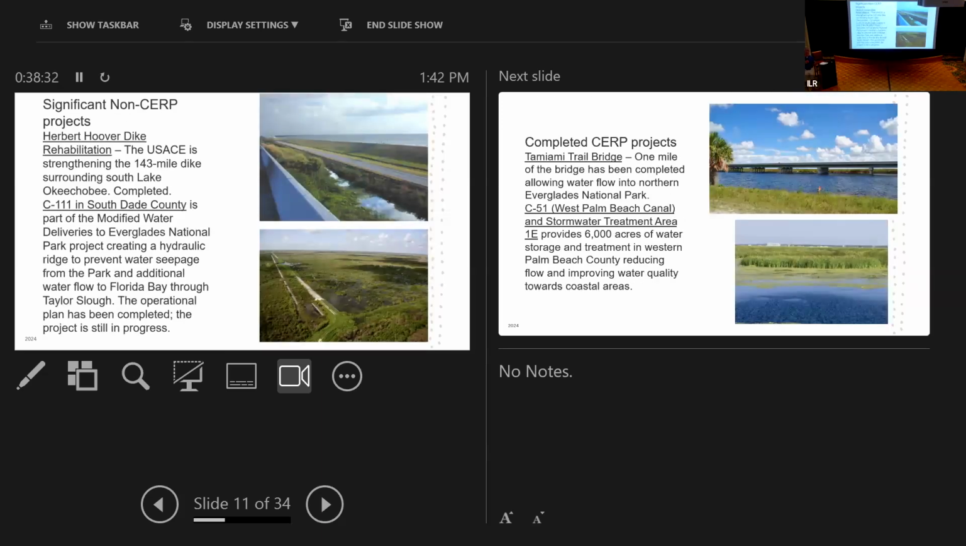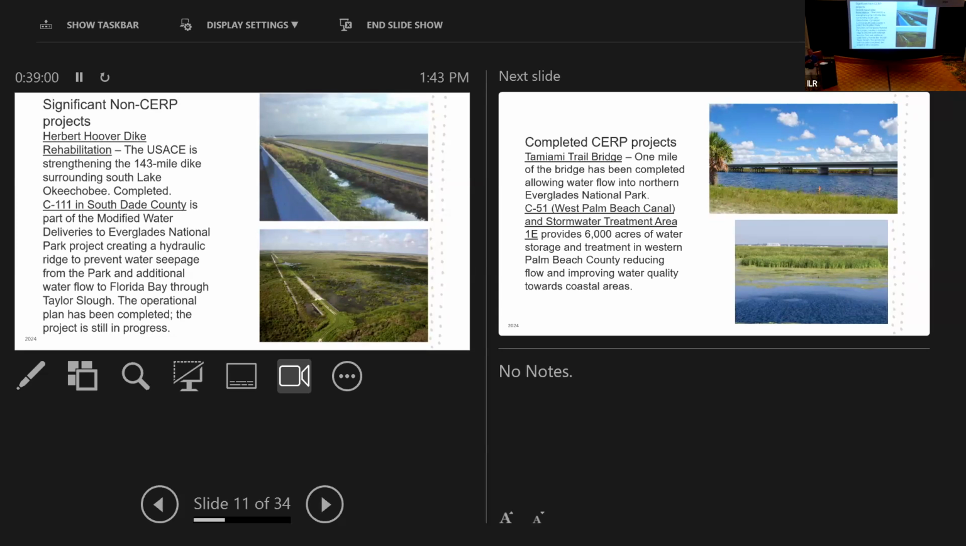So the significant non-CERP projects, one was the Herbert Hoover Dike, and it's the dike under Lake Okeechobee, 143 miles long under Lake Okeechobee. And it was starting to fail. And so they had to get in there and they had to strengthen it and reinforce it. And that project is complete. So Lake Okeechobee will not overflow on the southern end like it used to.